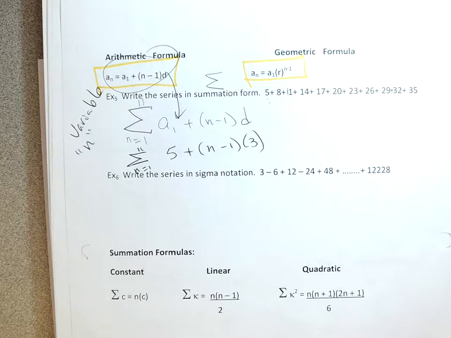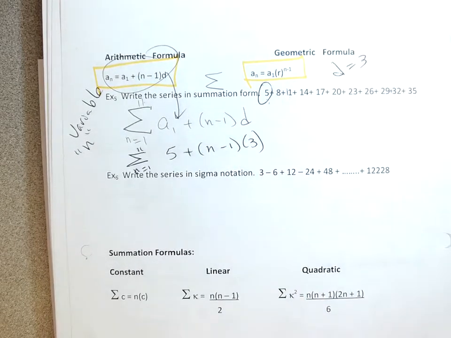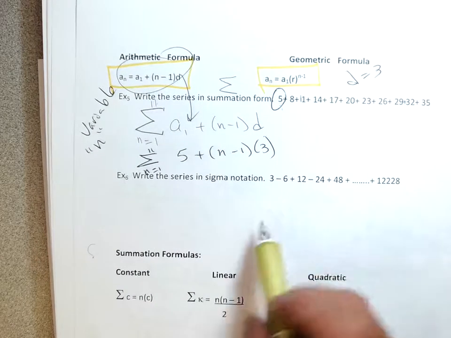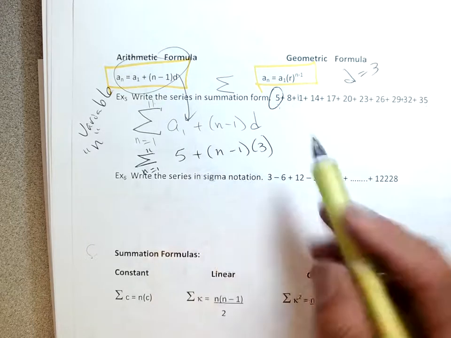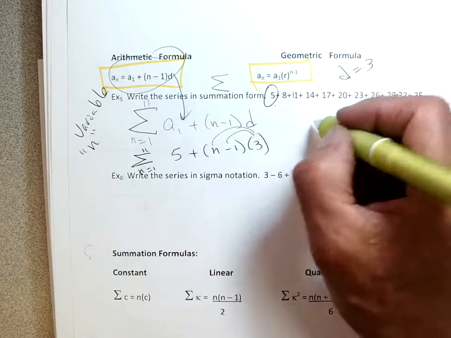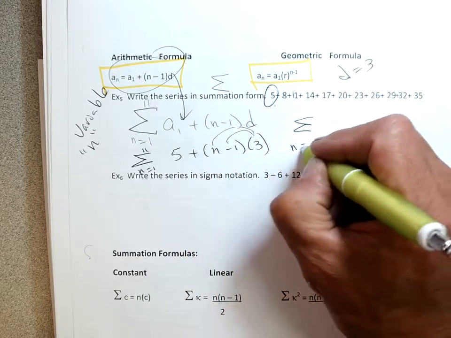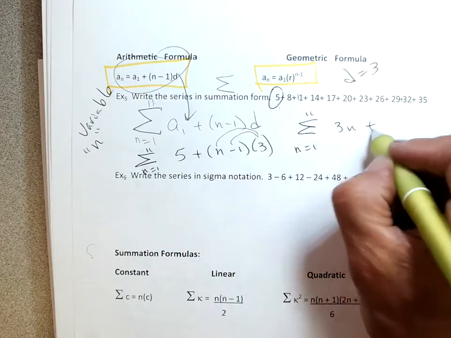If I were to plug in 1: what does the d stand for? The difference between each term. Good question. The difference between each term is 3, so d is 3, and A1 is 5. Now, this is correct. If I plug in 1, 1 minus 1 is 0 times 3 is 0, gives me 5. But I can tidy this up and make that a 3n. So I can make it look more like this: n equals 1 to 11 of 3n plus 2.